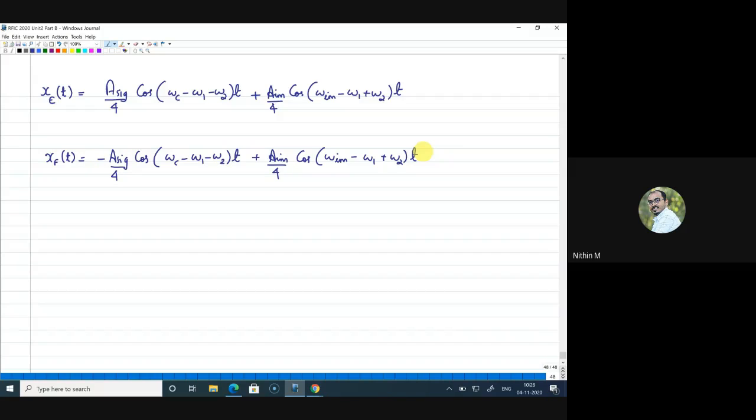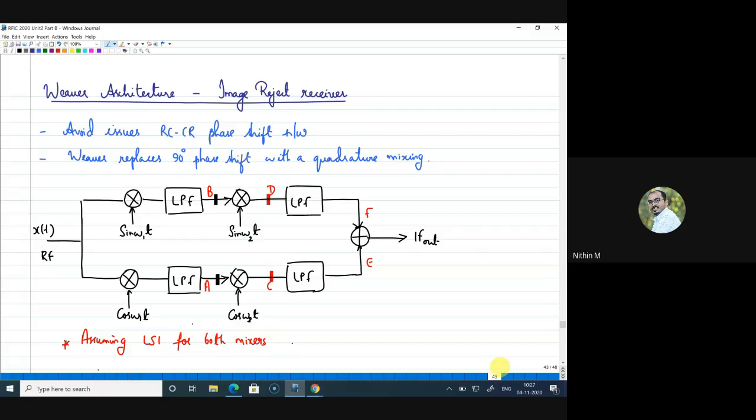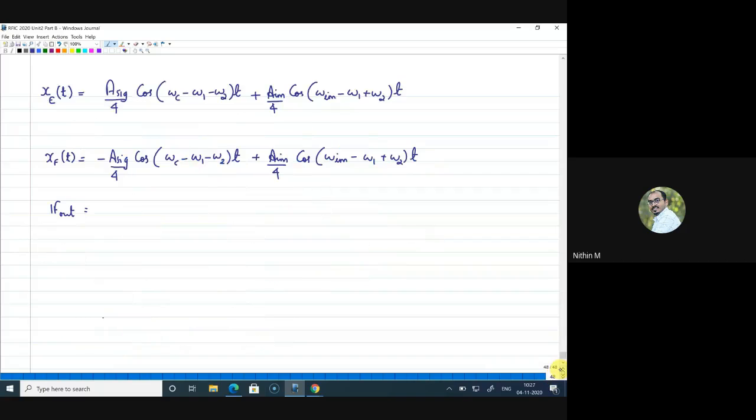Okay. Now, if this is x e of t and x f of t, in yesterday's discussion, in this block diagram of the Weaver architecture, I told that we will decide by looking at the components of x e of t and x f of t whether this should be combined or subtracted. Now, can you tell me what should be done? Should it be added or subtracted by looking at these components? In order to get IF out, the intermediate frequency, yes, it should be subtracted, because then only you can eliminate the image component.